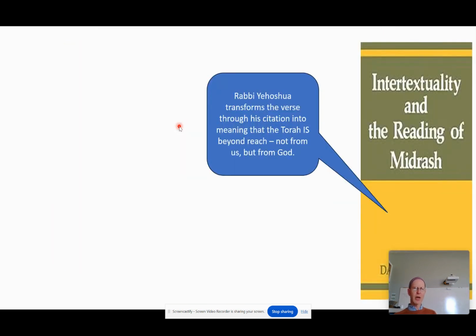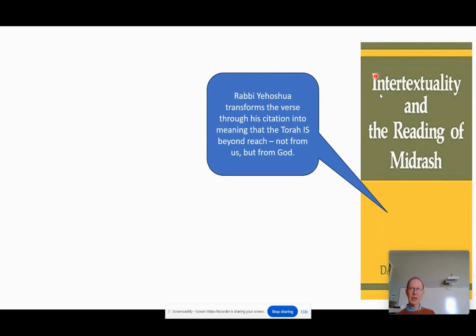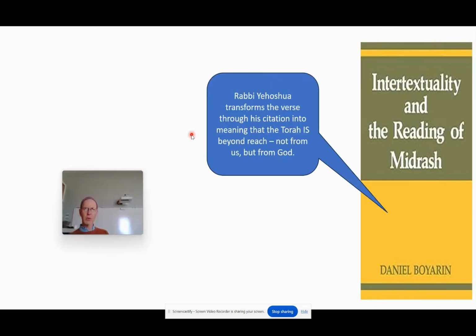And then in our story about lo bashamayim hi, they actually use these words: Hey God, that Torah of yours is no longer in heaven. It's actually with us. You told us it's not so far away, so we've taken it and brought it close to us, and now it's actually far away from you, but not far away from us. So in a sense, what we saw in the beginning of the year from Rabbi Daniel Boyarin was that Rabbi Yehoshua transforms the verse through citation into meaning that the Torah is beyond reach, not from us, but from God. Okay, so basically, Rabbi Yehoshua is transforming the verse.